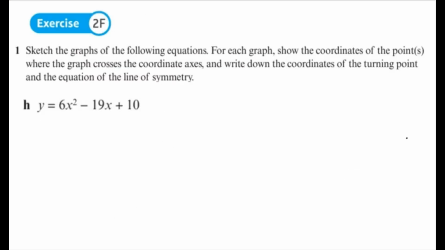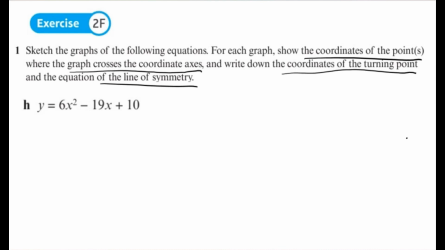Let's move to exercise 2F. First question: sketch the graph of the following equations. We have to find the coordinates of the points where the graph crosses the coordinate axes, which are x and y. We have to write the coordinates of the turning points and we have to find the line of symmetry. We are doing question H. y is equal to 6x squared minus 19x plus 10.